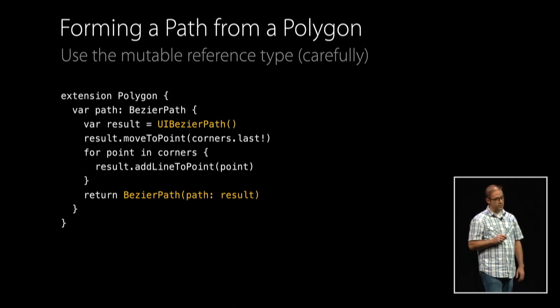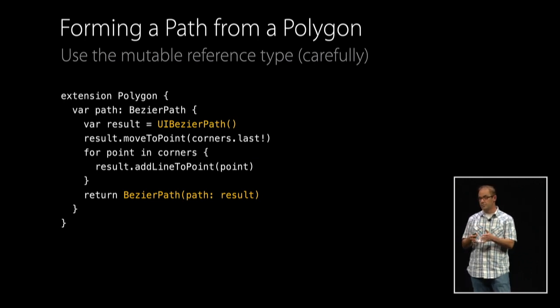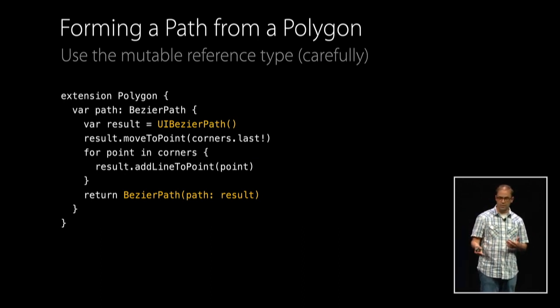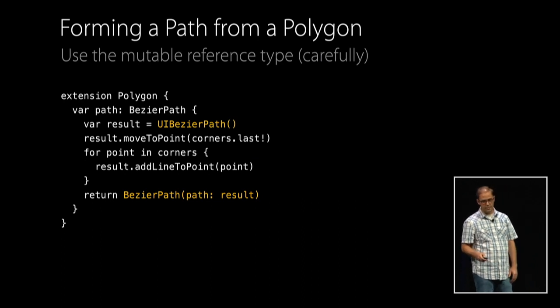So instead what we should do is create an instance of UI Bezier path and mutate that mutable reference type in place. And when we're done, create our new instance of our value type with that Bezier path and return that. That creates only one copy, or only one instance, of UI Bezier path instead of multiple.